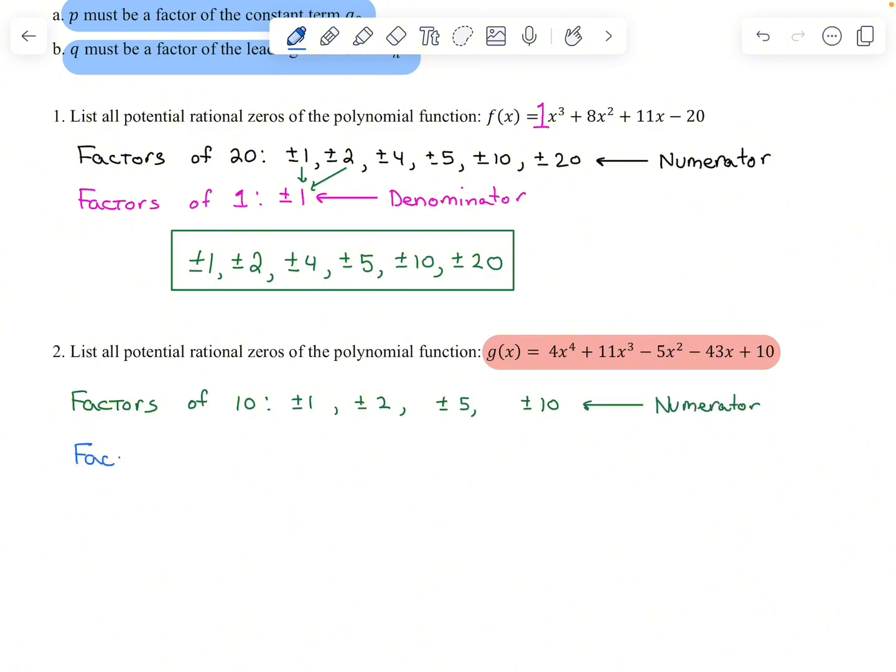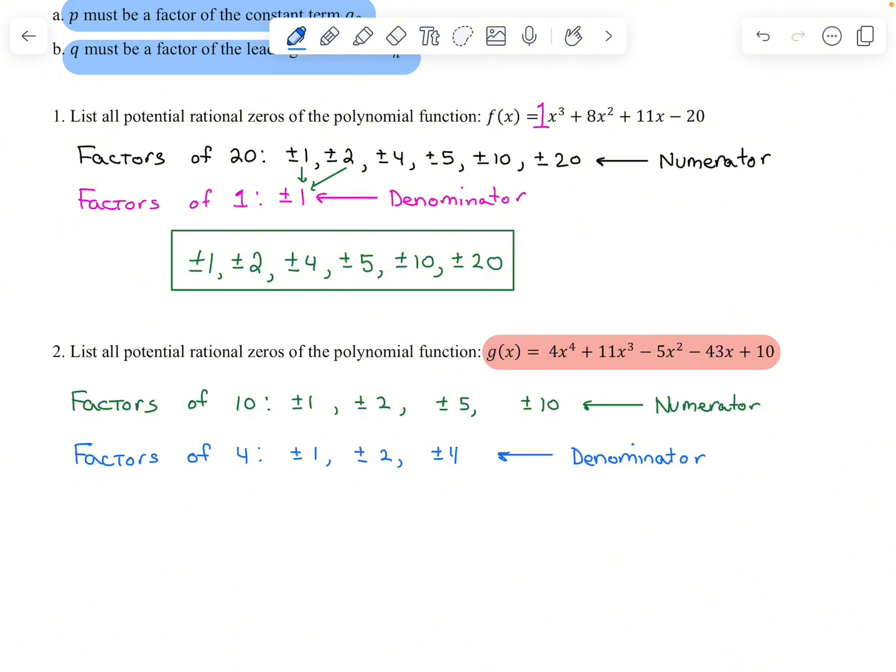Now I'm going to list all of the factors of the leading coefficient, and that's going to be 4. And that's plus or minus 1, plus or minus 2, and plus or minus 4. And these numbers are going to be in the denominator.